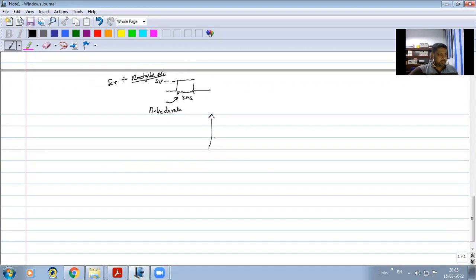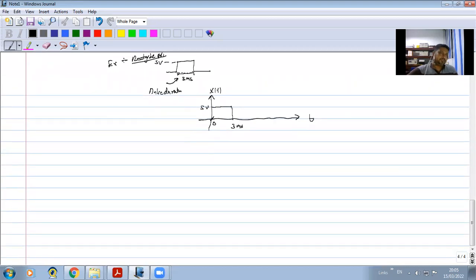So this is a pulse. If we draw that pulse, this is t, and let's say it starts from t equal to 0. Then from 0 to 3 milliseconds, it is 5 volts, a constant voltage value. So this is our signal. Now, can you try to write this signal in terms of unit step functions?